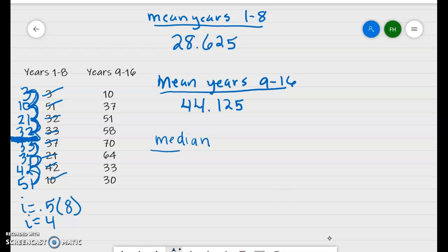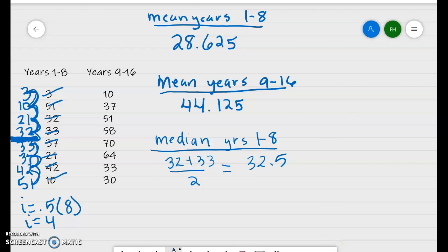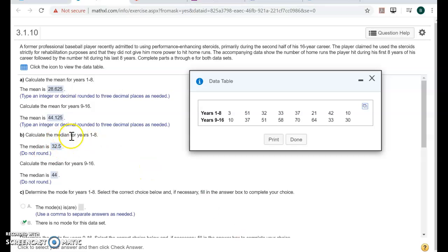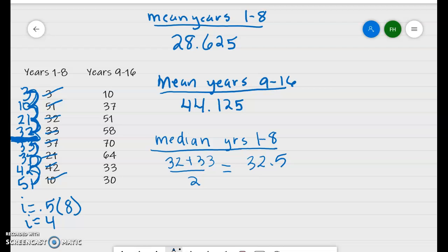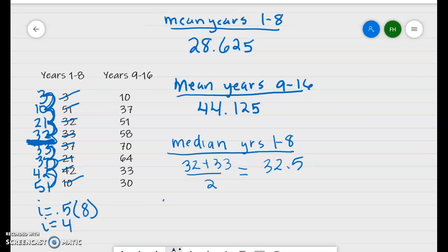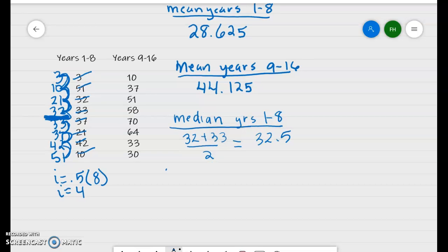So the median for years 1 through 8 would be 32 plus 33 divided by 2, which would be 32.5. And they don't want you to round. So the median for years 1 through 8 is 32.5. Now the median for years 9 through 16, we have to do the same thing. We have to put our numbers in order. Let me make this a little bit smaller here.